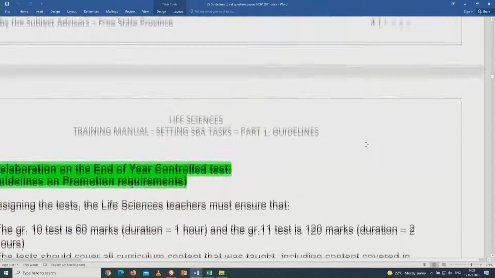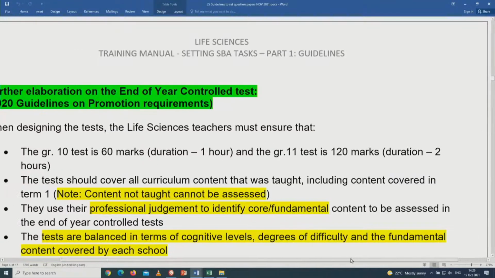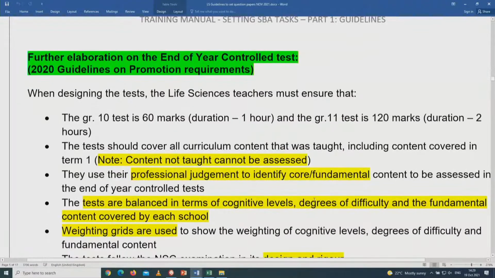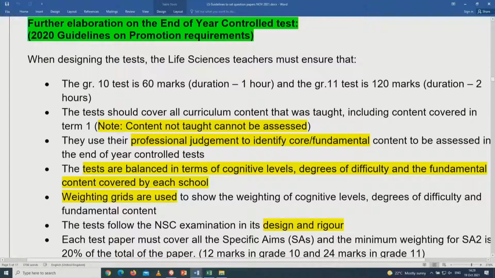Now, grade 12, we're not going to refer to this afternoon. Now, this further elaboration I took straight from the 2020 guidelines on promotion requirements for life sciences. I copied it and pasted it into this document because this was what was given from national side at the end of last year, and it is also applicable to this year. For promotion requirements, I must very easily make it 2021, because that is what it is.